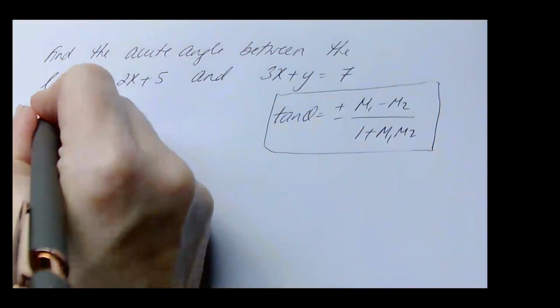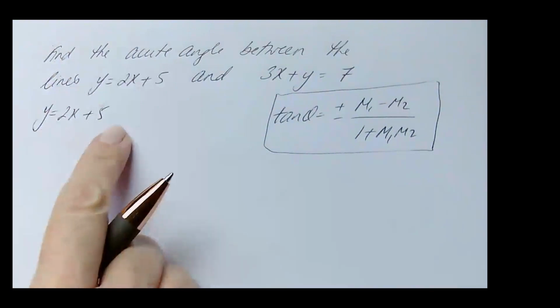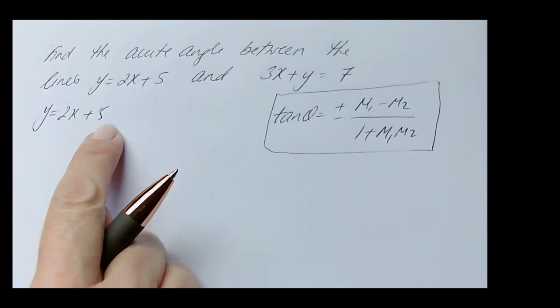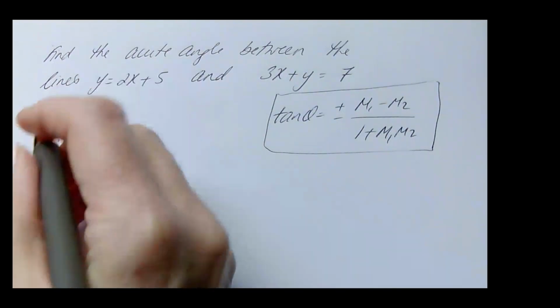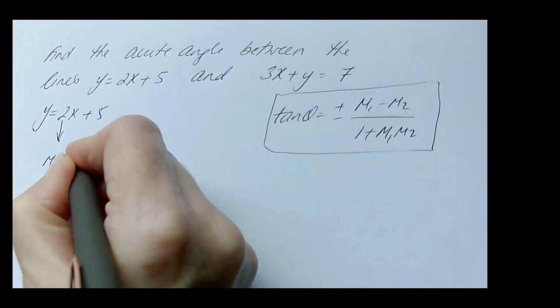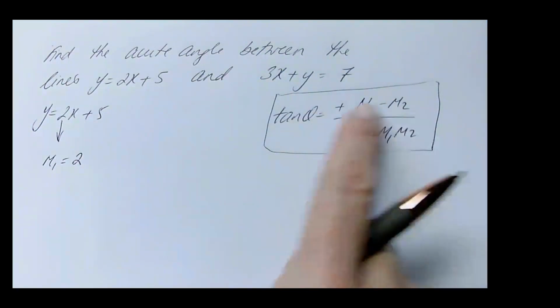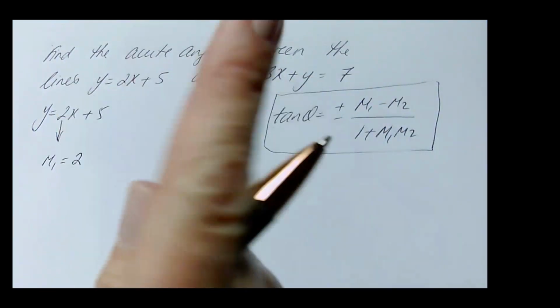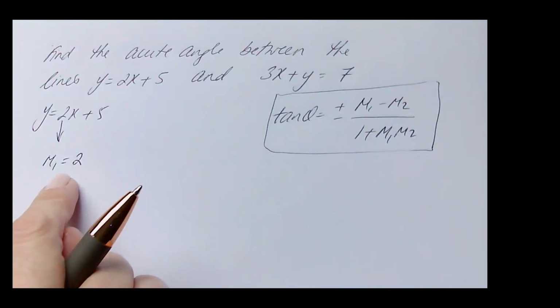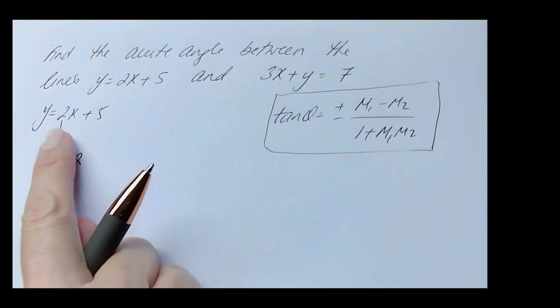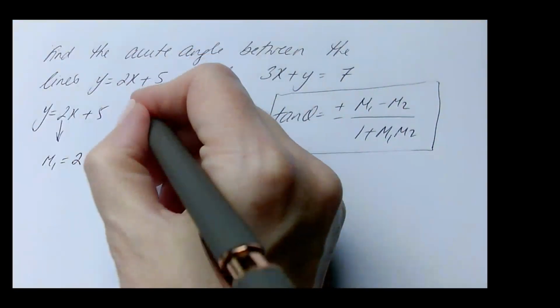Taking this line here, this is already set up really nicely to pull out the slope because it's already in the form y equals mx plus c, which means the coefficient of the x is the slope. So I'll call this one M1. It doesn't matter which way around you call them, one of the slopes will be M1 and the other will be M2. So we'll call this one M1. That is the slope of that line there.